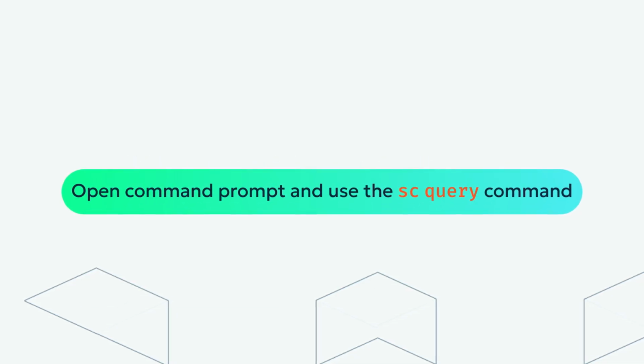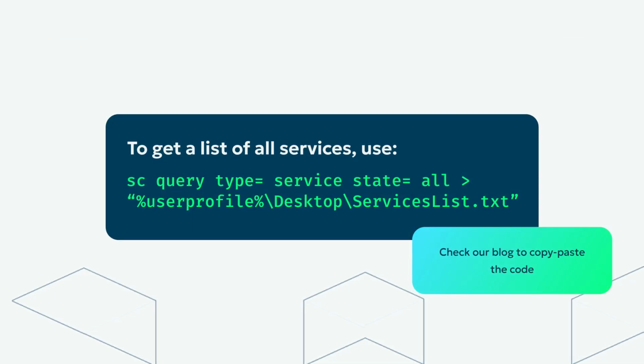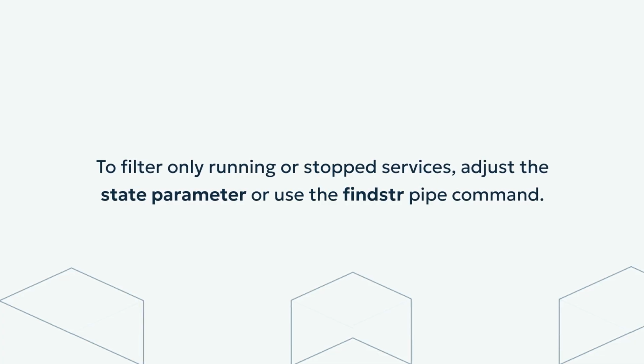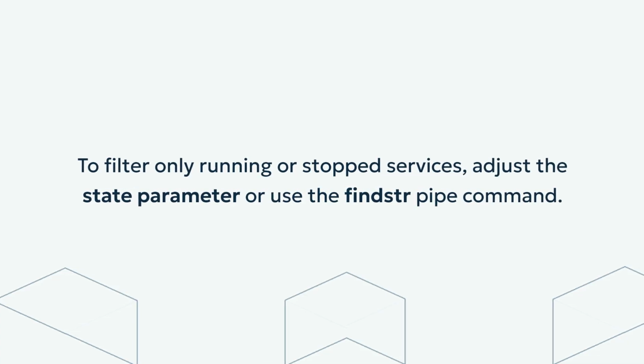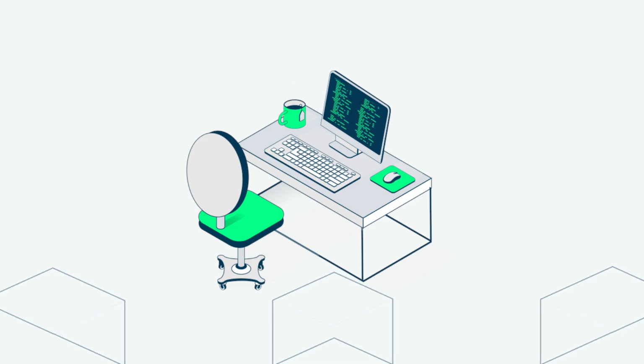Open Command Prompt and use the sc query command. To get a list of all services, use. To filter only running or stopped services, adjust the state parameter or use the find str pipe command. Review the resulting text file saved to your desktop.